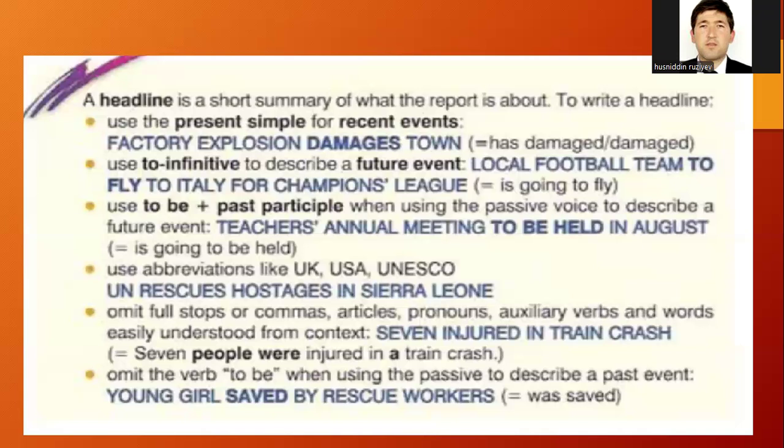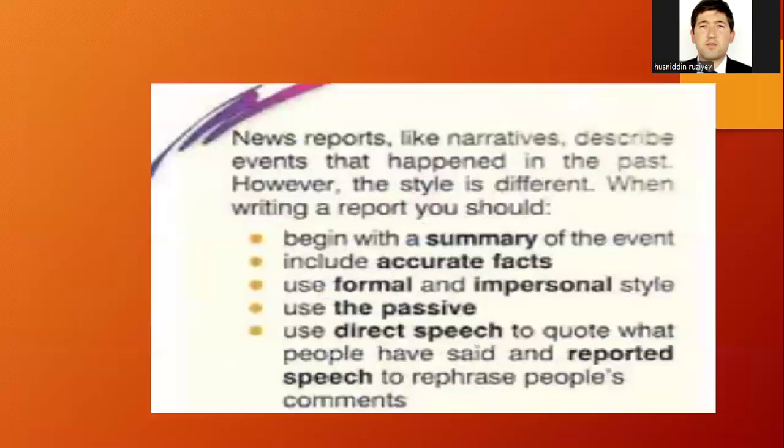And the next rule: omit full stops or commas, articles, pronouns, auxiliary verbs and words easily understood from the context. "7 injured in train crash" means 7 people were injured in a train crash. Also omit the verb "to be" when using the passive to describe a past event. For example, "Young girl saved by rescue workers," instead of "was saved." These are the general rules about headlines. If you write a headline for a news report, you should follow these rules.